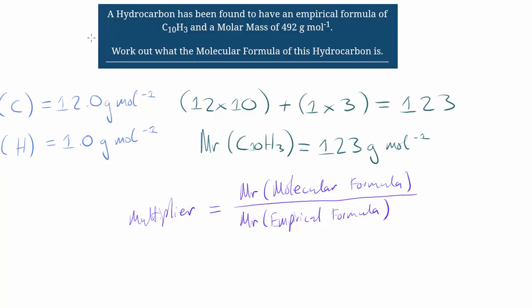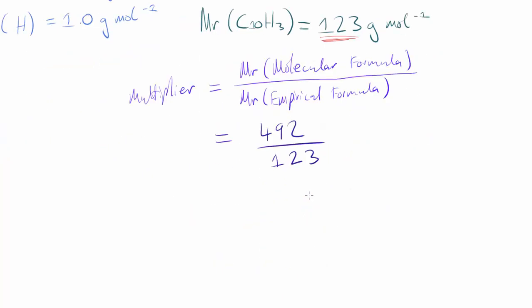So that is the MR of the molecular formula, and this is the MR of our empirical formula that we calculated. So what we need to do is 492 divided by 123. If you have a go at working out what that is, have a look at what number you get. You should get 4.